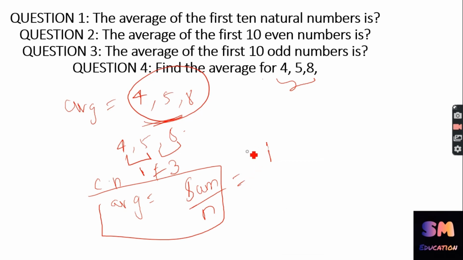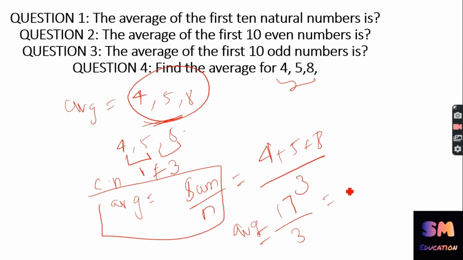What is the sum? 4 plus 5 plus 8, divided by how many numbers are there? 3 numbers are there. 4 plus 5 is 9. 9 plus 8 is 17. 17 by 3. So the average value is 5.66. So this is the approach to solve average values. Let's solve some more problems.